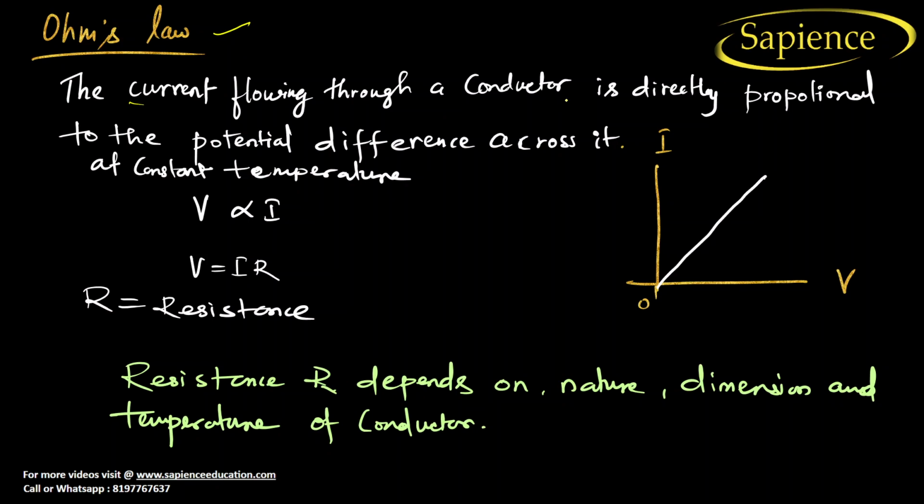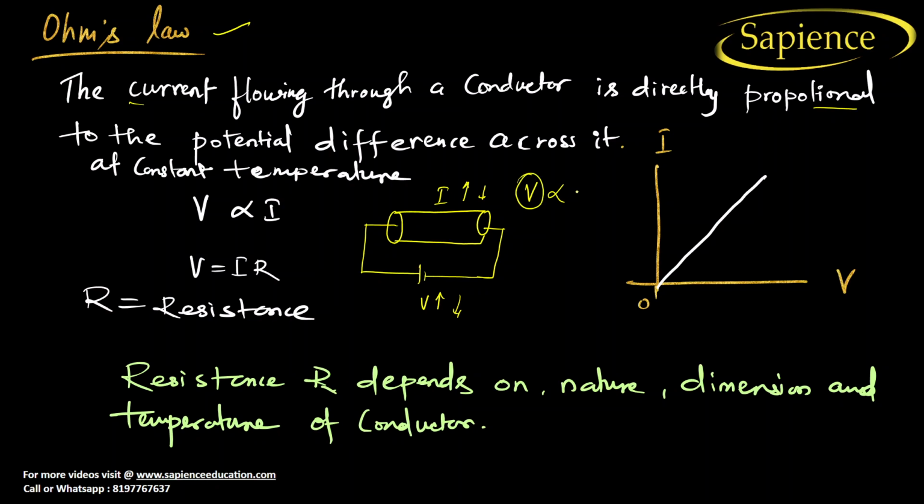The current flowing through the conductor is directly proportional to the potential difference across it at a constant temperature. What do you mean by this? See here. Let us consider there is a conductor, and across this conductor, I am applying a voltage of V. As per Ohm's law, if current I is flowing and you increase the voltage, the current will also increase. If you decrease the voltage, the current will also decrease. It means that the current flowing across the conductor directly depends upon the voltage applied across it. But the temperature should be constant.